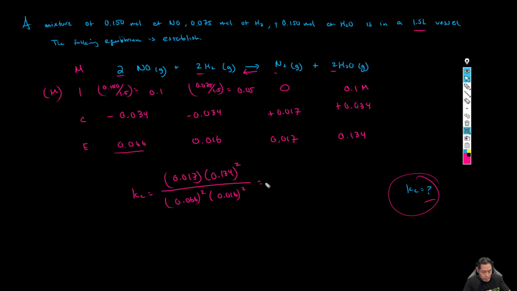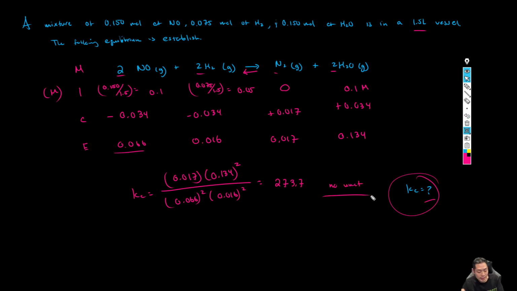0.017 times 0.134 divided by 0.066 squared divided by 0.016 squared. I'm not doing it in scientific notation so I don't want to be careless, just in case. I'll do it the long way. So we get this ratio. Remember, there are no units here. And that's how you solve it.